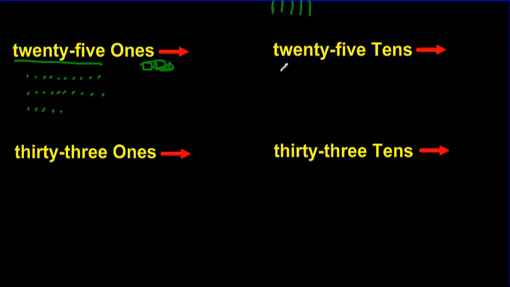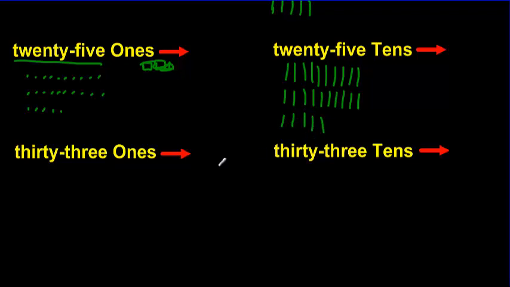How about 25 tens? Same idea. 1, 2, 3, 4, 5, 6, 7, 8, 9, 10. Stop. Move on to the next row. 1, 2, 3, 4, 5, 6, 7, 8, 9, 10. How much is 10 and 10? 20. Good. Sharp skills. 21, 22, 23, 24, 25.